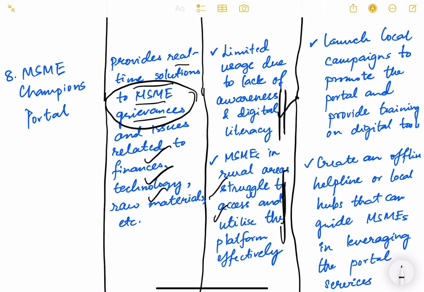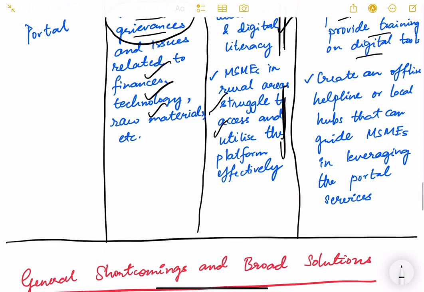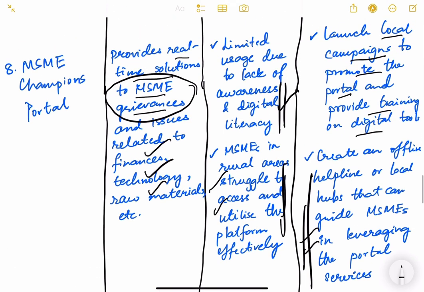What are the proposed solutions? To launch local campaigns to promote the portal and provide training on digital tools. That can be done. We can create an offline helpline or local hubs that can guide MSMEs in leveraging the portal services. Again, easier said than done, but these are the proposed solutions that we can do.